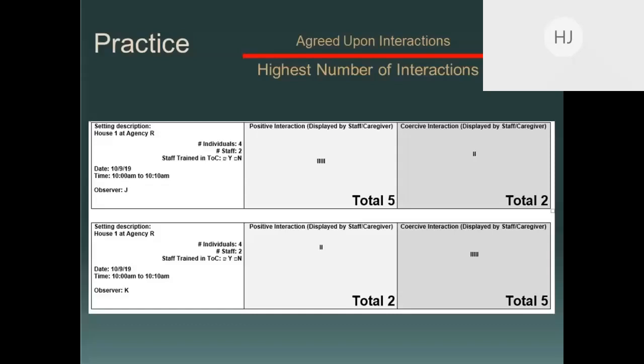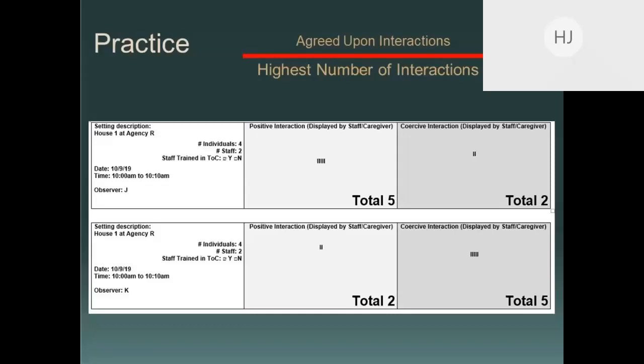Okay, so again, we have some mixed answers, so I'm going to help walk you guys through this again. To calculate agreed upon interactions, you're going to look at the number of positives that were agreed upon. Observer 2 had 2 positives, and observer 1 had 5 positives. So we're going to say that they agreed on 2 positives. And then if you look at the negatives, observer 1 had 2 and observer 2 had 5, so they agreed on 2 coercive interactions. So that's a total of 4 interactions that were agreed upon.